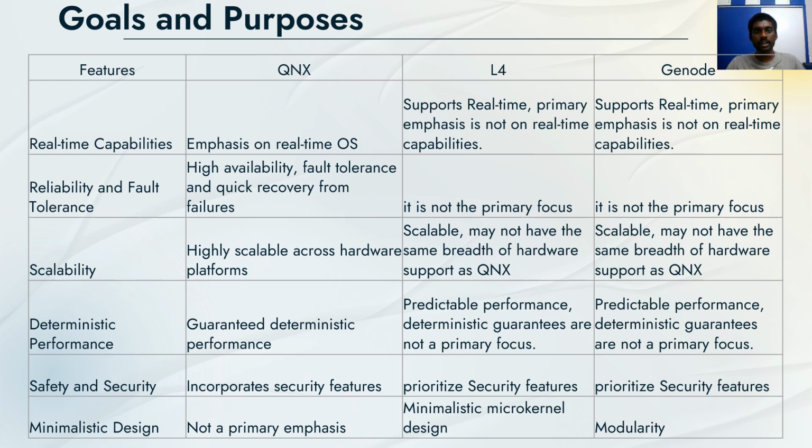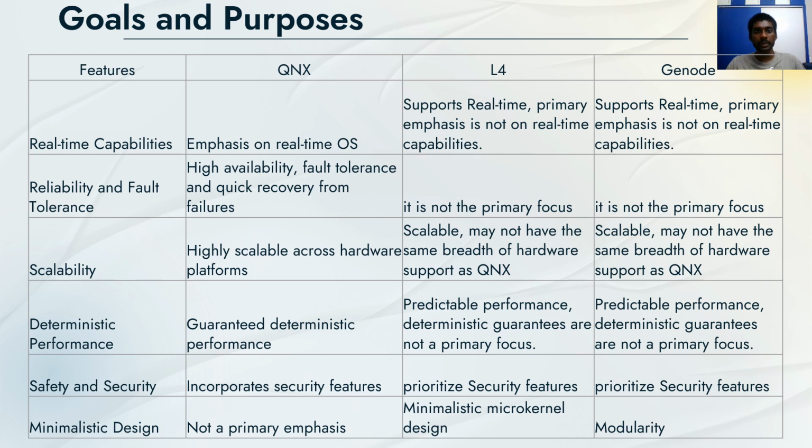QNX guarantees deterministic performance, while L4 and Genode can provide predictable performance. Deterministic guarantees are not a primary focus. QNX incorporates security features, but both L4 and Genode prioritize security.